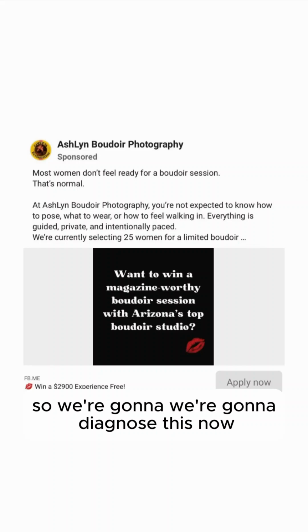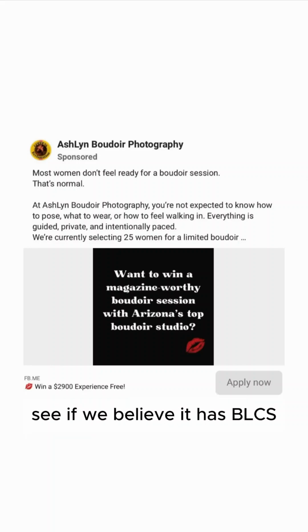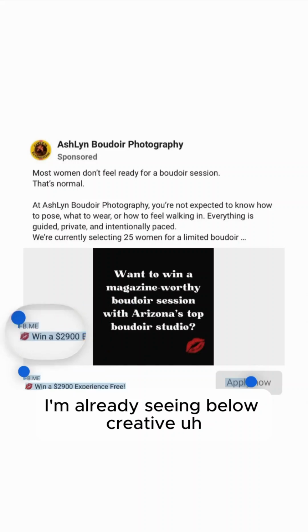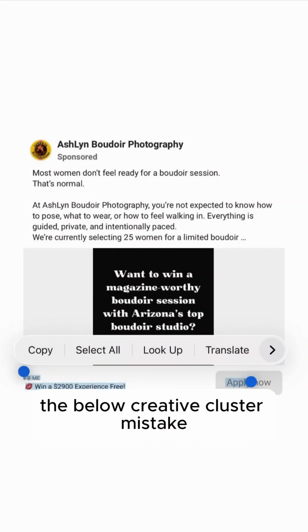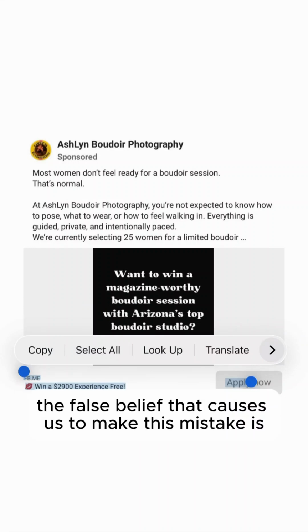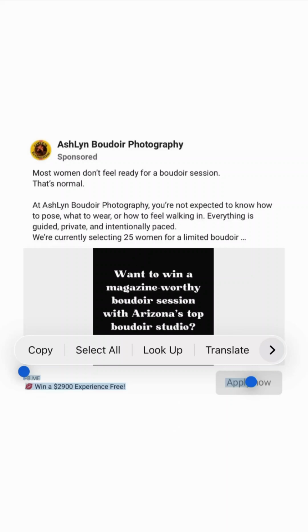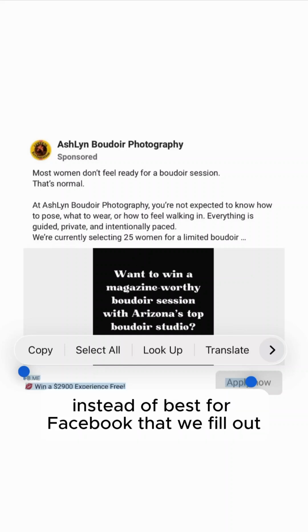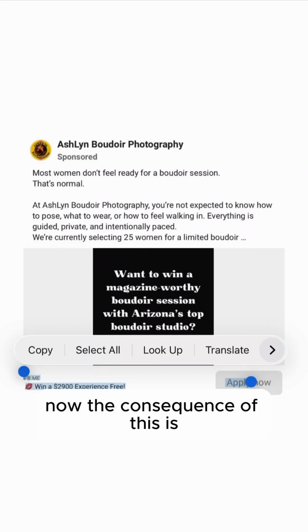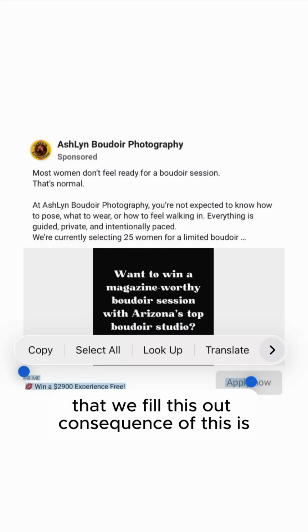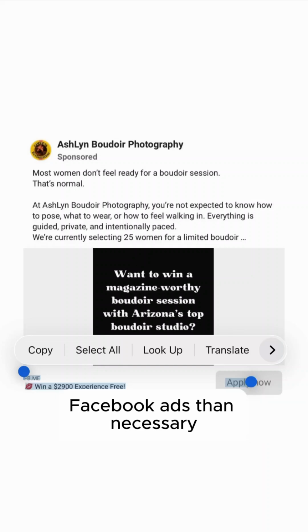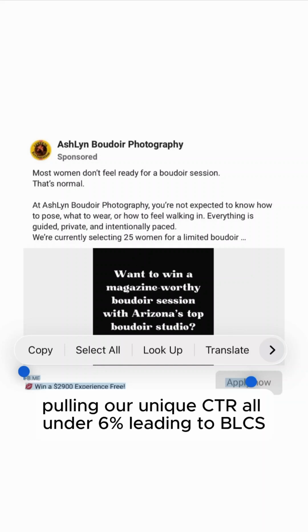So we're gonna diagnose this now, see if we believe it has BLCS, aka Boudoir low click syndrome. I start from the bottom. I'm already seeing below creative, the below creative cluster mistake. The false belief that causes us to make this mistake is that everything Facebook says we should fill out when creating an ad is best for us to fill out, instead of best for Facebook. The consequence is way more women scroll by our Boudoir Facebook ads than necessary, pulling our unique CTR under 6%, leading to BLCS, Boudoir low click syndrome.